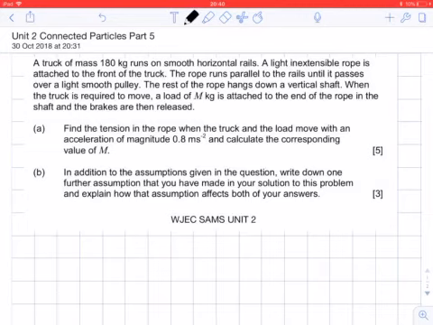Then we have the light inextensible rope going over the smooth pulley down a shaft to which a load of m kilograms is attached. And what we want to find out is what value of m is going to be needed for the truck to be able to move with an acceleration of 0.8 meters per second every second. In part B, it wants you to talk about some of the assumptions that you've made.